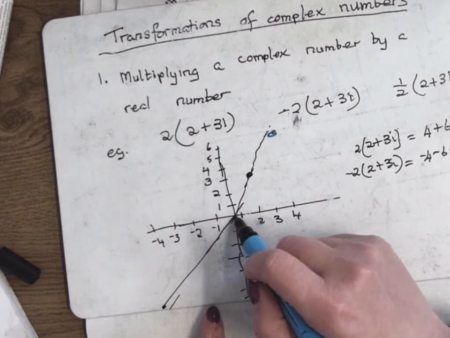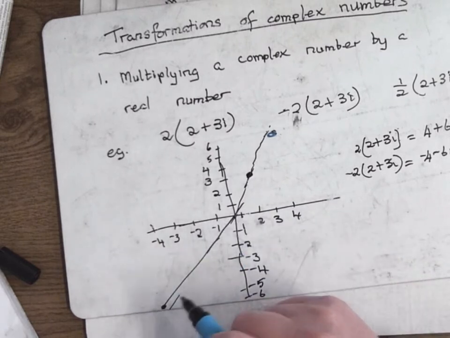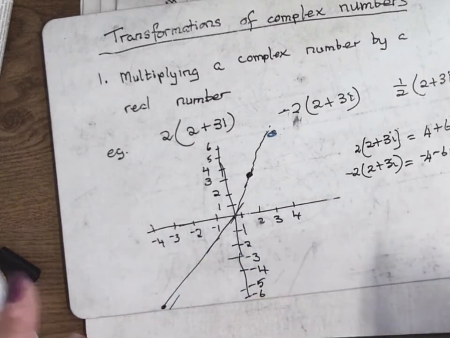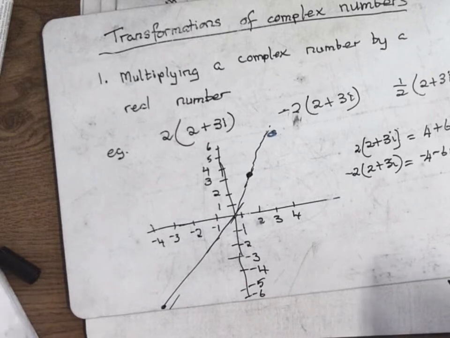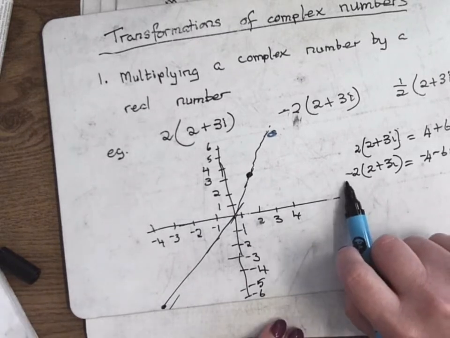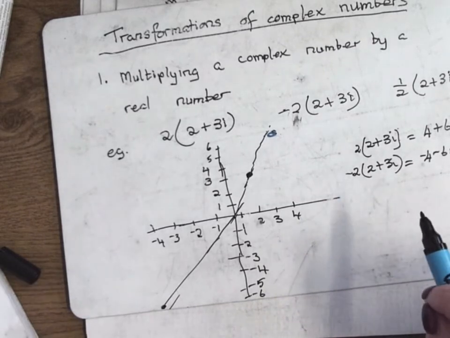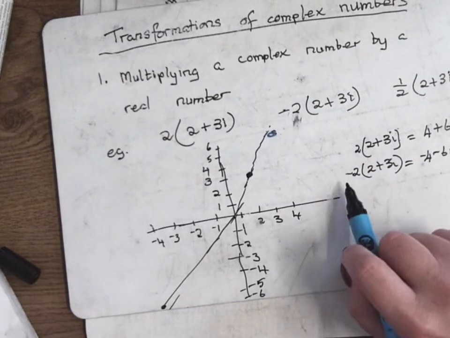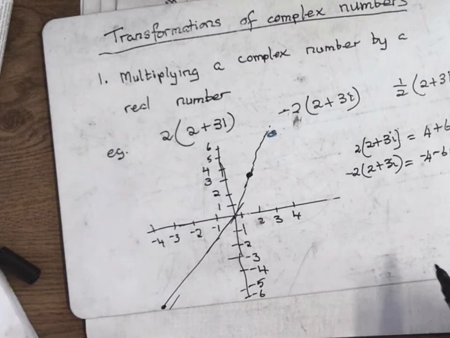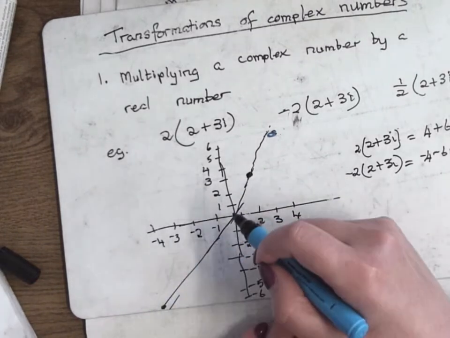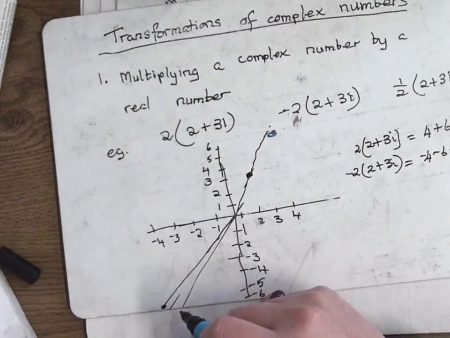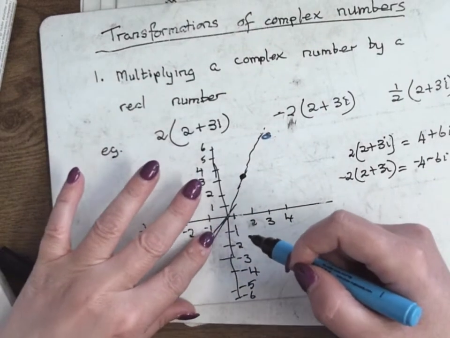It's still twice as far from the origin now because you multiplied it by 2. But it's now in the opposite direction. So when you multiply by a minus number, it still doubles or triples its distance from the origin. But if there's a minus, it's in the opposite direction. So it's straight across, that should be a perfectly straight line all the way through.